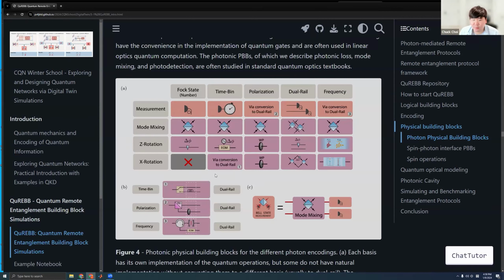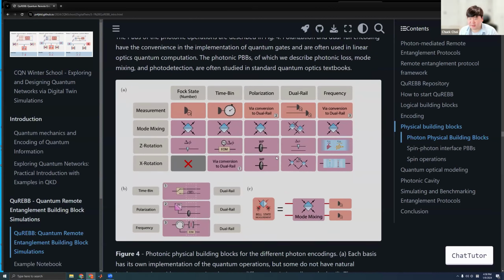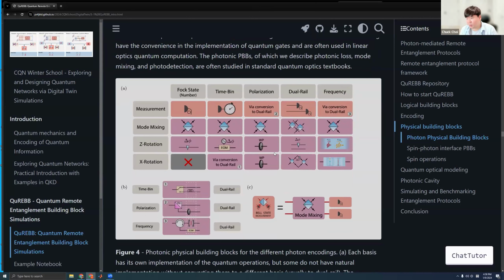And likewise, we made a complete table for all these different encoding bases to implement the quantum operations, basically the logical building block operations like measurement, mode mixing, Z rotation or X rotation. These are determined when you decide your encoding.